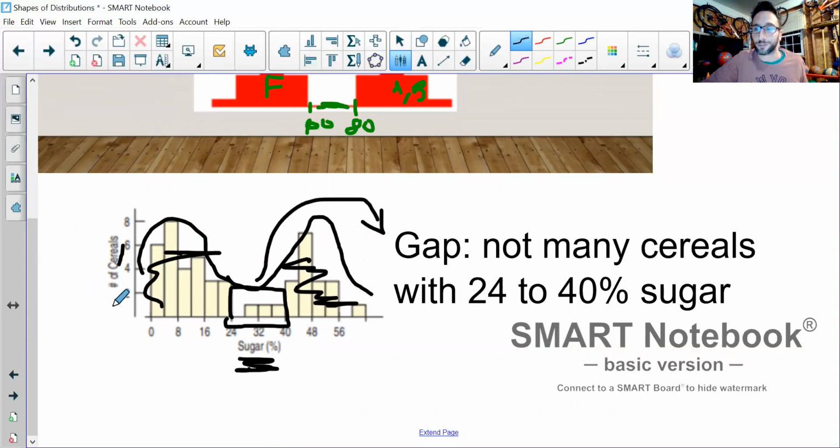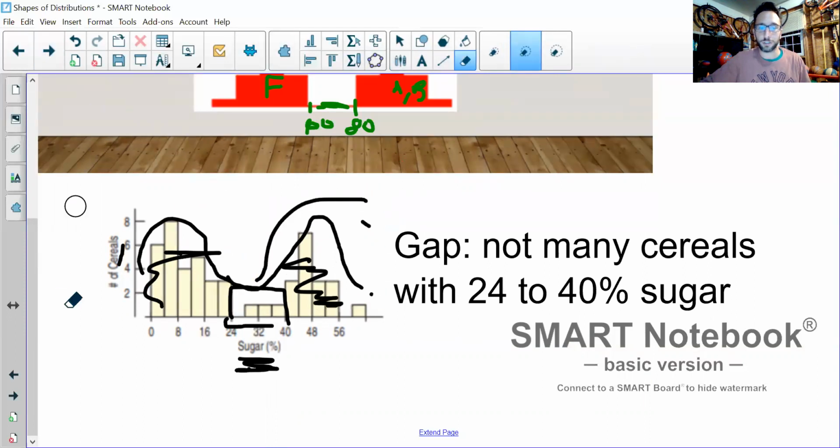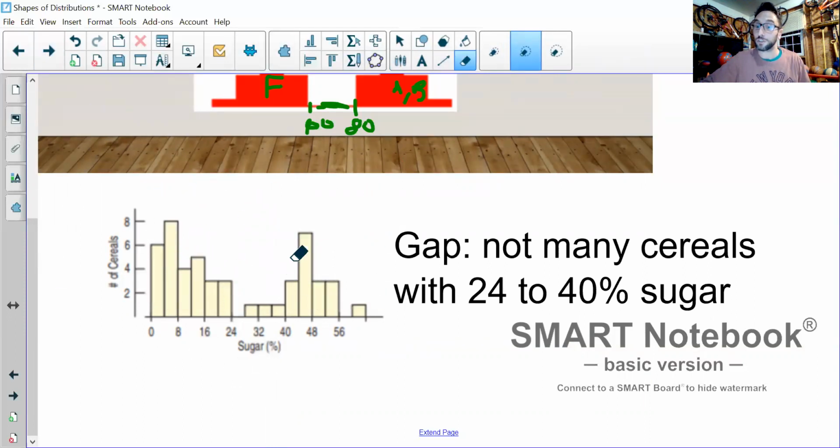I'm just really enjoying scribbling on that. And so, right, why is that the case? Why is there a gap in the middle? Picture the cereal aisle. Think about that. We can talk about it next time we see each other. But I really want you to think about it, so I'm not going to give it away. Why would a distribution of sugar content of cereals have this shape, have a gap with not much in the middle?